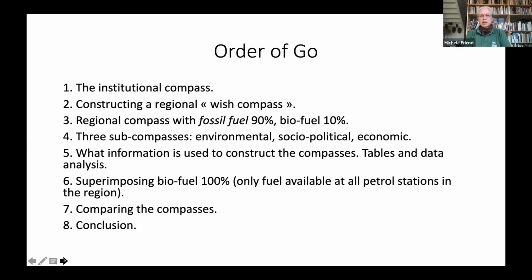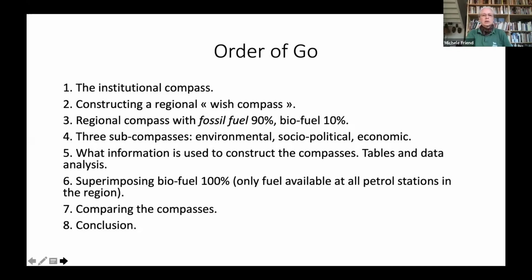And then we go to the tables of data that are used to construct the compasses. And I'll explain a little bit about the data analysis because it's non-standard. And then after that, we use this compass idea in order to do futures modeling or to help with policy decision-making. So we envisage a scenario where the regional government decides that they want to convert to biofuel and replace the existing fossil fuels with 100% biofuel, as an example. And then we look at what the result is, and we draw some conclusions.